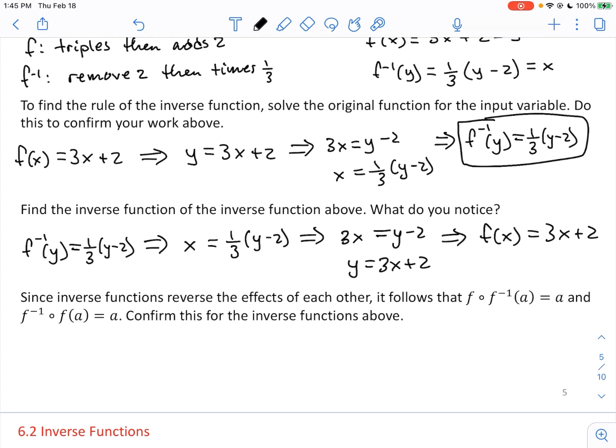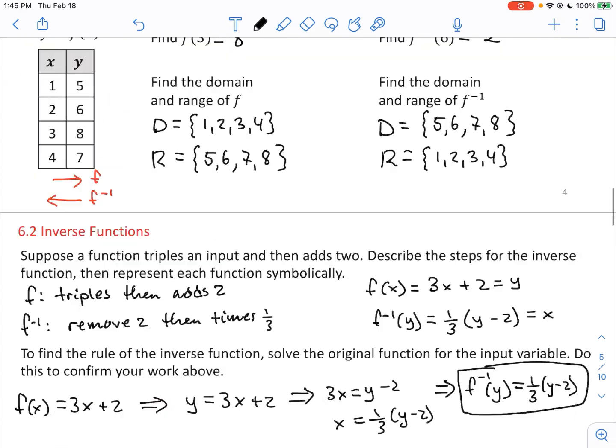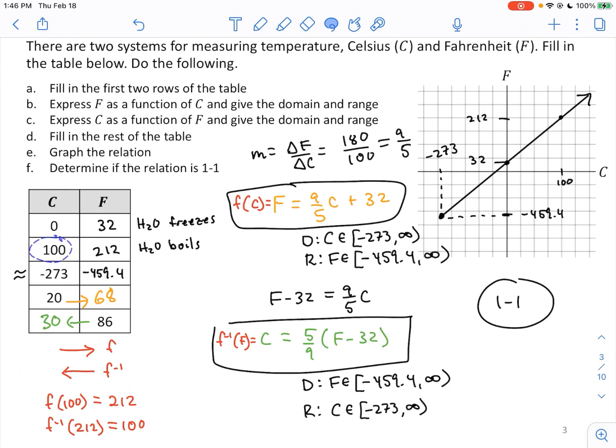f and f inverse are inverses of each other. Now, since inverse functions reverse the effects of each other, it follows that if you compose them, you should get total cancellation. Because look back in Fahrenheit. If you take the number 100 and plug it into the little f function, it'll turn it into 212. We'll take 212 and plug it into the f inverse function, and it'll turn it back into 100.